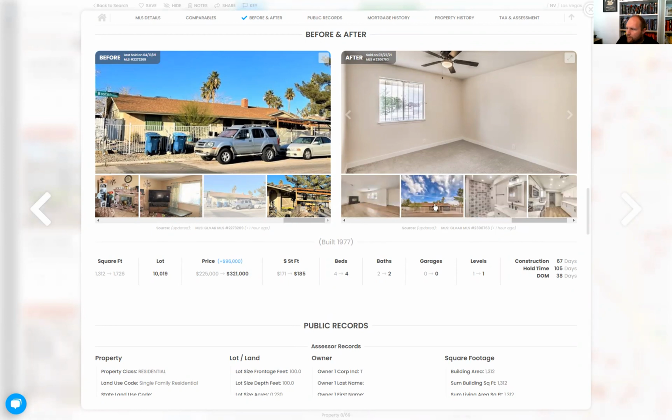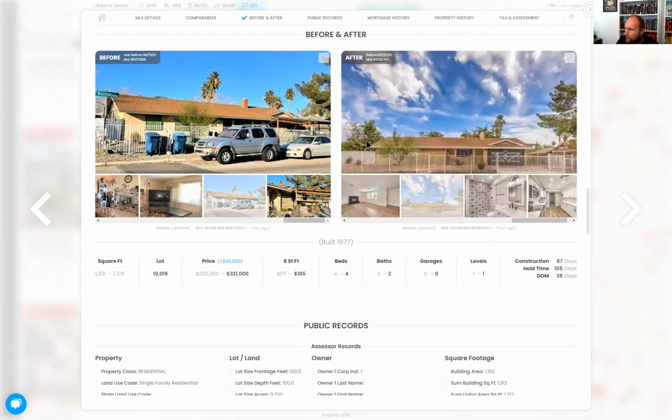So let's compare the two. Here's a picture before, here's a picture after. You can see that not much was done on the outside, but it's definitely cleaner than before, right? So this is a fix and flipper. This is somebody that bought a property, made some improvements, and then sold it for a profit.